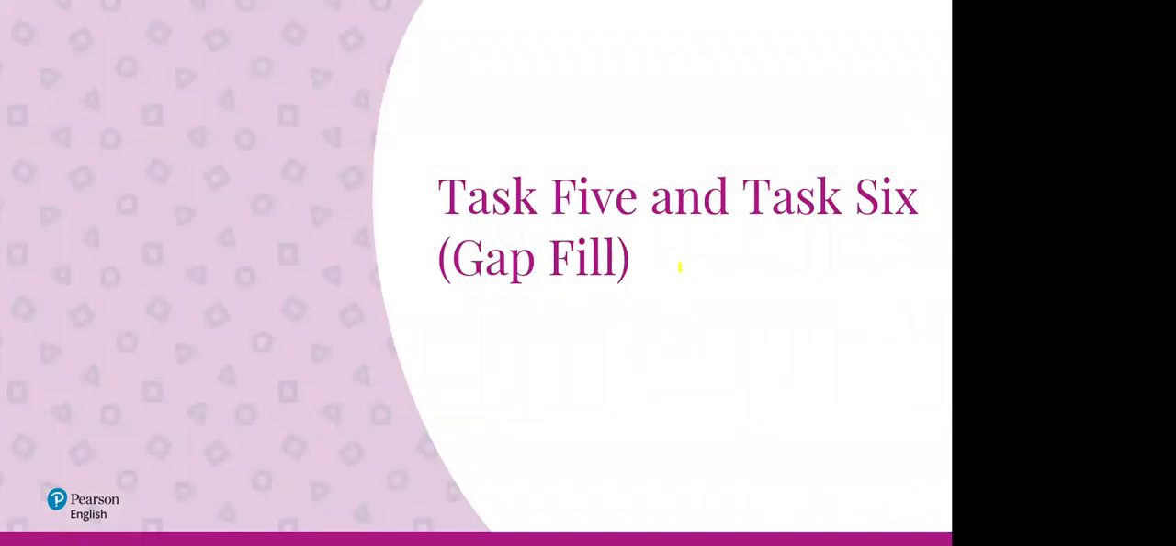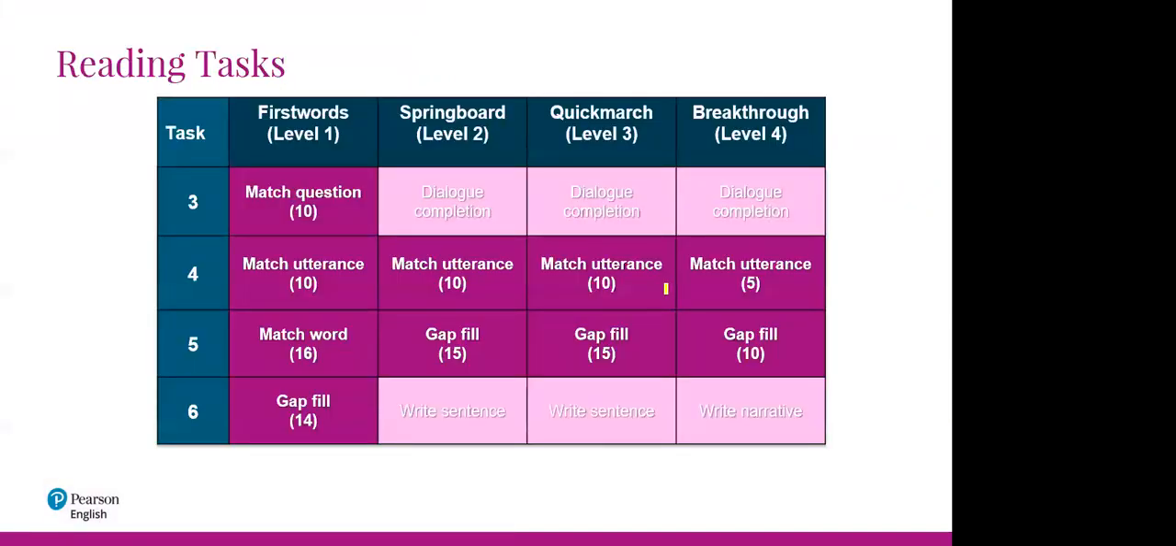Task 5 and task 6, gap fill. Once again, a quick look at the table. As you can see, for levels 2, 3, and 4, the activity in task 5 is gap fill, and there's the same kind of activity in task 6 for first words, right? So this is what I'm going to look at: gap fill, which means task 5 for levels 2, 3, and 4, and task 6 for level 1 first words. So let's have a look at gap fill, task 5 and 6.